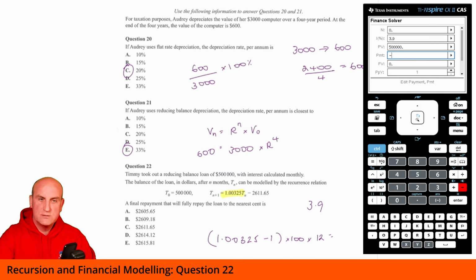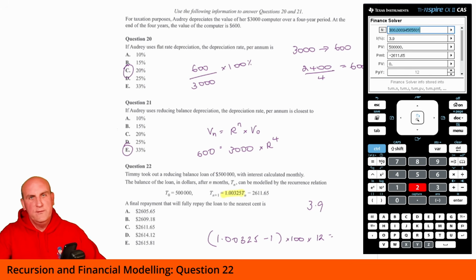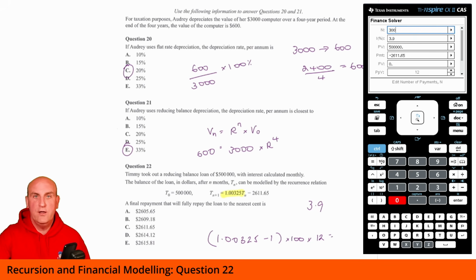Payment was minus 2611.65, and that's 12 and 12. So if I do that, there we go, I get 300.000. Now, what that means is I've got 300 payments. So now I'm going to make that 300 because I don't want that decimal, because I know that my future value is going to be a smidge out.